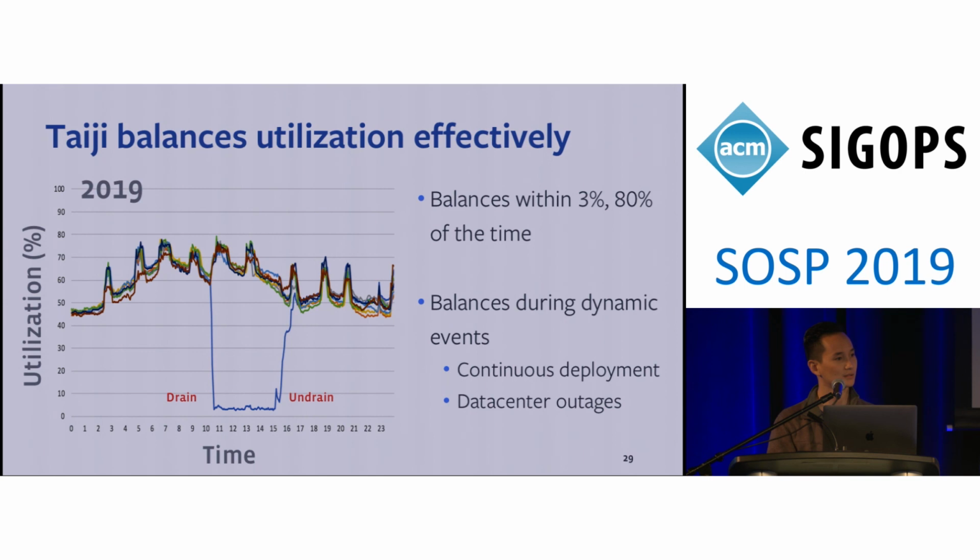So you're saying the links are over-provisioned, essentially? It's not that they're over-provisioned, but they're provisioned for a disaster scenario. And so Taiji is operating within those limits. I see. Thank you.